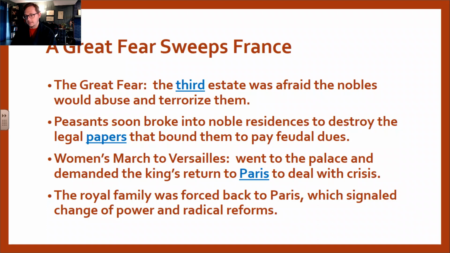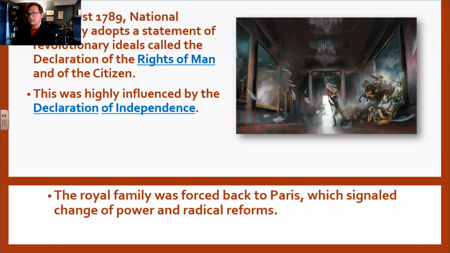And basically, they do capture the royal family. They don't end up killing the king or queen, but they do make them march back to Paris. And that's important because they're no longer in their cushy palace in Versailles. Now they are in a place where they can be controlled. And so that's why that is significant.